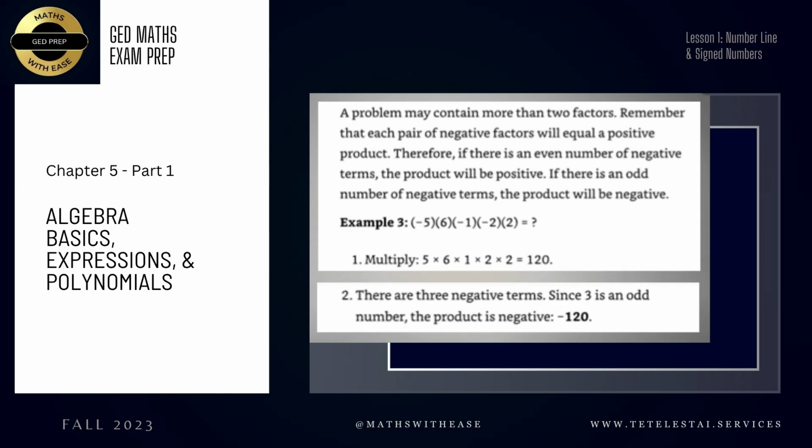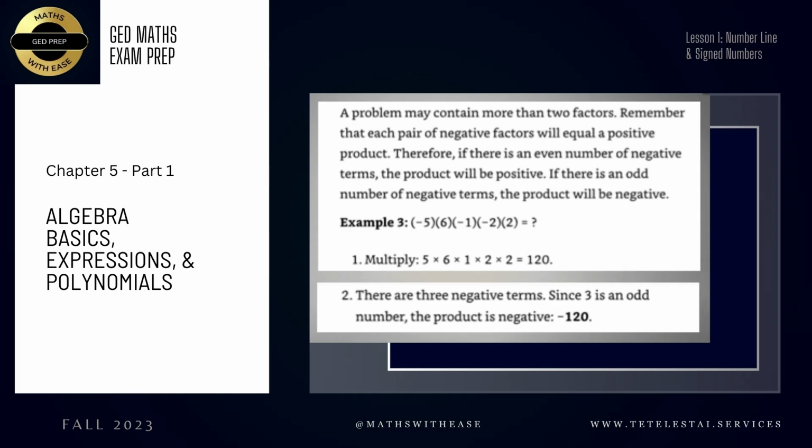If it had, let's say, 4 negative numbers, then it would just be positive. It would just be 120. Like, let's say 6 was negative. Good question. Let's say 6 was negative, then your answer would be positive 120. Okay, I get it now. If it's odd, it's negative. If it's even, it's positive. Exactly.